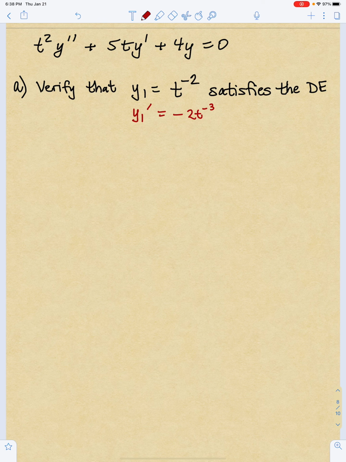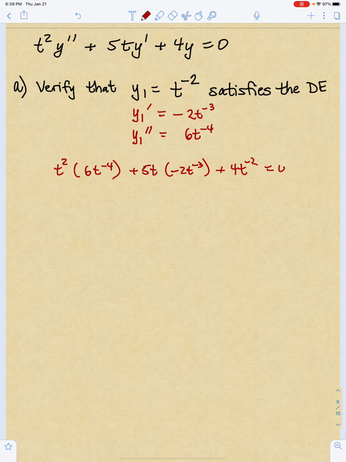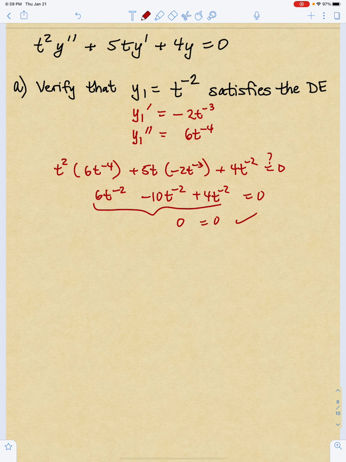So the first derivative is negative 2t to the negative 3. And the second derivative is 6t to the negative 4. So we have t squared y double prime plus 5t times y prime plus 4y equals 0, at least we hope so. So let's multiply this all out. So we have 6t to the negative 2 minus 10t to the negative 2 plus 4t to the negative 2. And yes, that does end up being 0. So that is a solution.